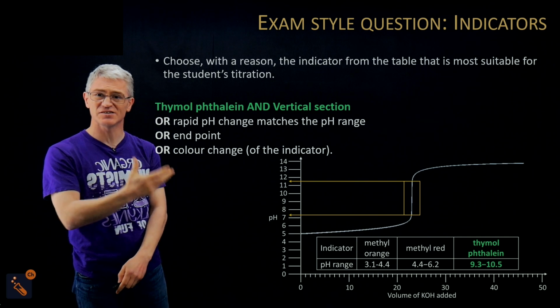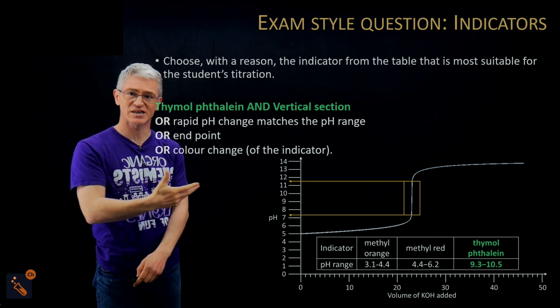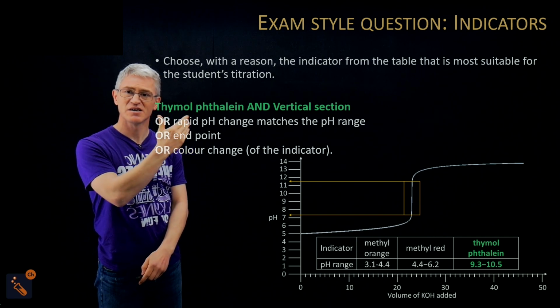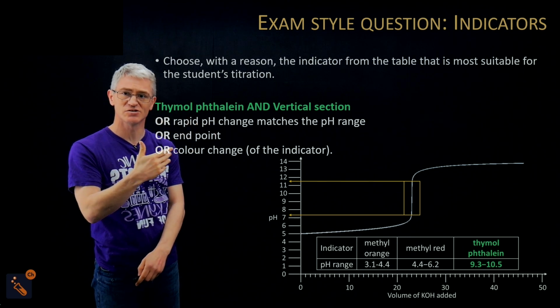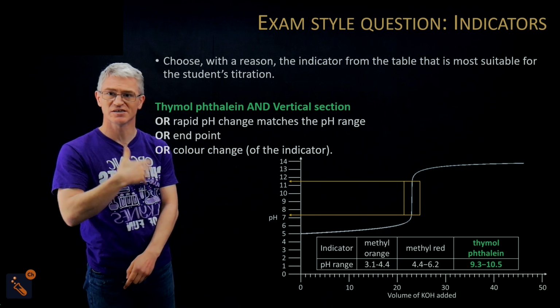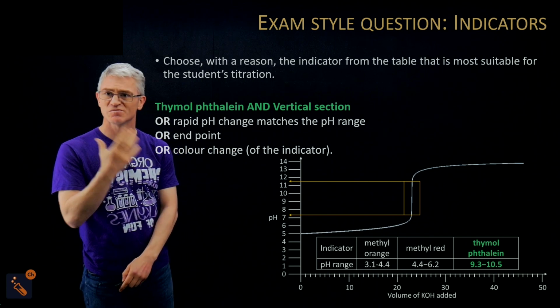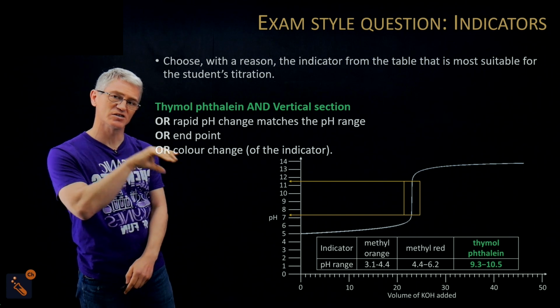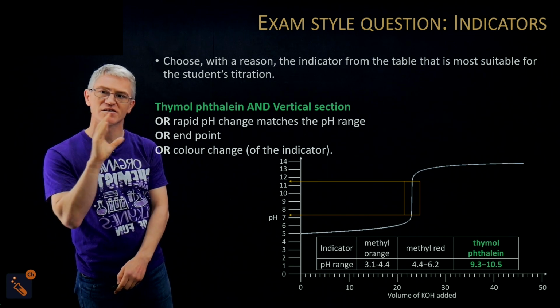So the range fits within the vertical section, okay? So you've got to say rapid pH change matches the pH range, okay? Or you could say the vertical section matches the pH range of the indicator, okay? But there's many ways of saying it, but you've got to mention the vertical section and the thymethylene.